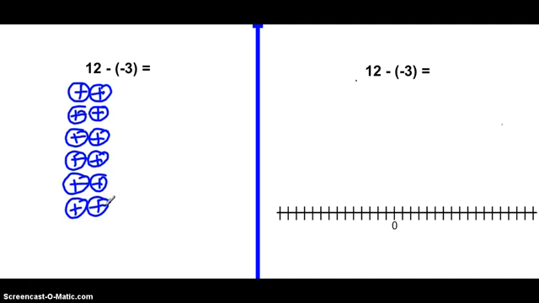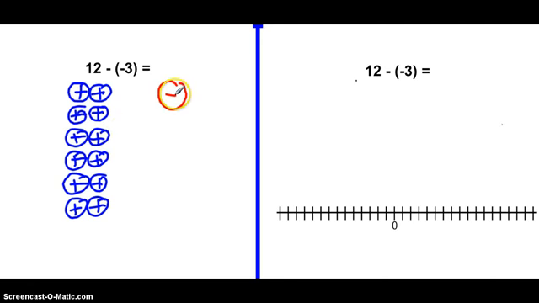Now the problem says we have to subtract or take away negative 3. If you look, are there any negatives we can take? Are there 3 negative chips we can take away? No, all we have is positive. So we have to bring in the negatives, right? But like we talked about, I can't just bring a negative in because this will change the value.